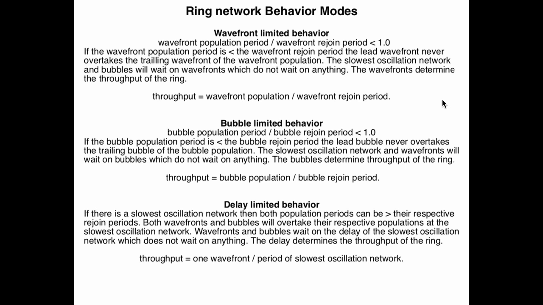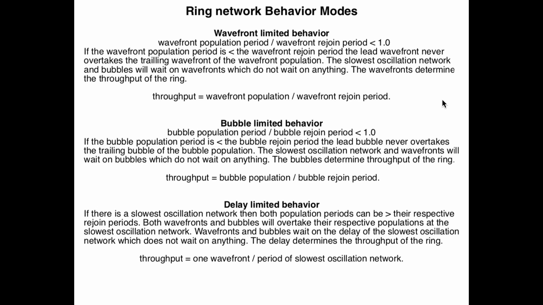Conversely, if the bubble population period is less than the bubble rejoin period, then the lead bubble never overtakes the trailing bubble of the bubble population. And the slowest oscillation network and wavefronts will wait on bubbles, which do not wait on anything. And the bubbles determine the throughput of the ring, which is the bubble population over the bubble rejoin period.